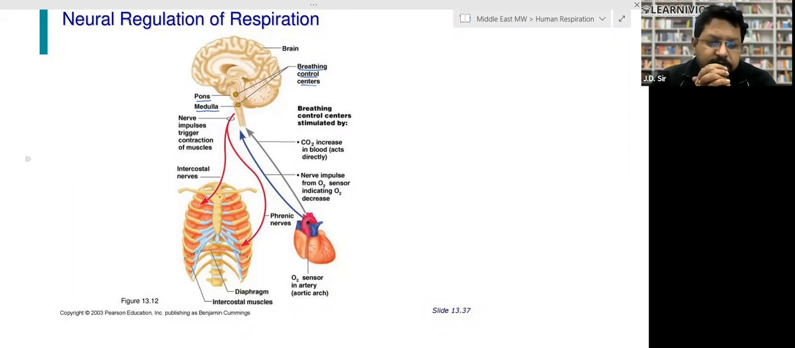If the amount of oxygen falls in the blood, there are certain O2 sensors that will give this information to the back brain. What will happen? The rate of respiration will increase.